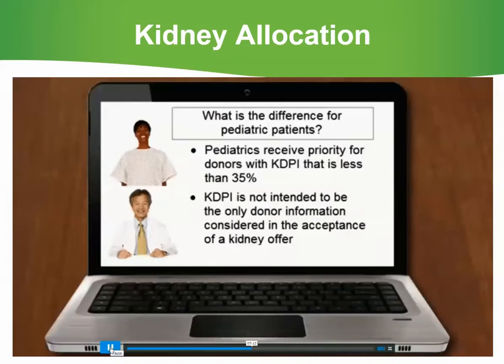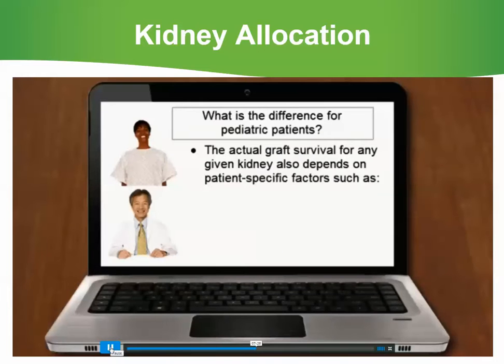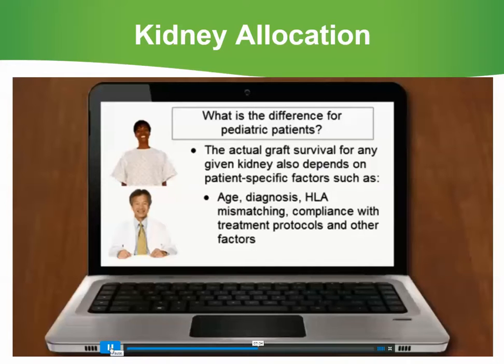It is important to remember that KDPI is not intended to serve as the only donor information in consideration of whether a deceased donor kidney is right for a patient. It can be used as an element in evaluation of the kidney along with other donor characteristics. Also, the actual graft survival for any given kidney also depends on patient-specific factors such as age, diagnosis, HLA mismatching, compliance with treatment protocols, and other factors. The transplant team can help determine the patient's best options.